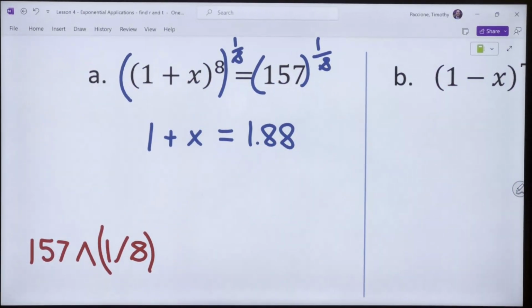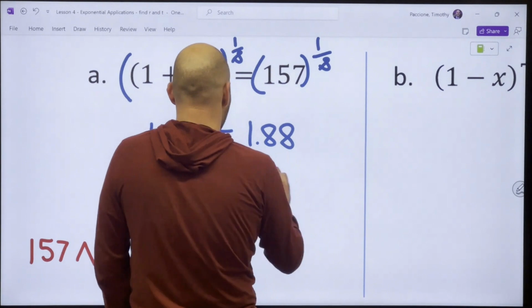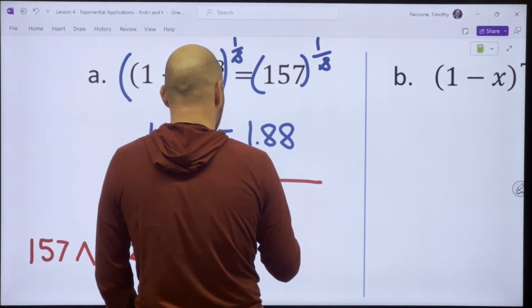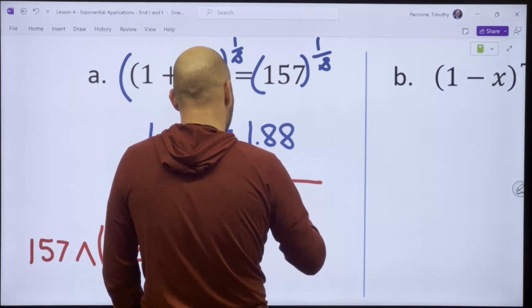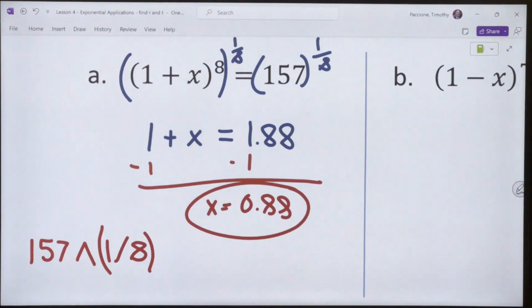All right, so if that is true, we still haven't finished our question because we want to know what x is. So what do we do? Minus 1, minus 1. All right, x equals, what is 1.88 minus 1? 0.88. Okay, that will come up in problems, okay? So you got to make sure you can do that.